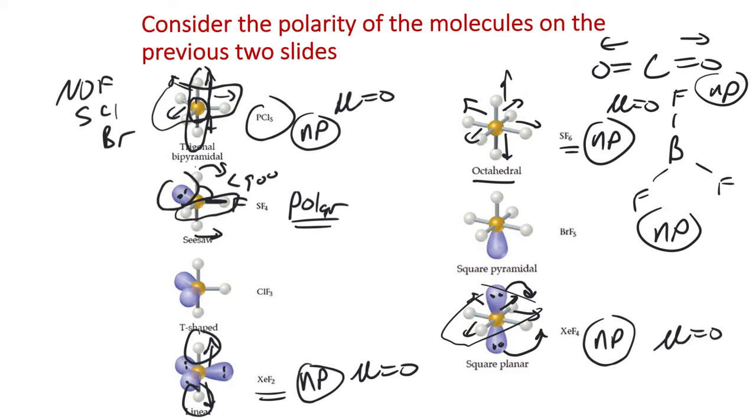And a lot of these molecules, you can just Google if you're not sure. You can just look up, well, what is the dipole moment of SF4 and see what it is. It's probably around 1 debye, somewhere in that region, nowhere near 0.